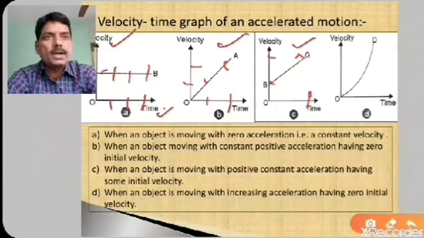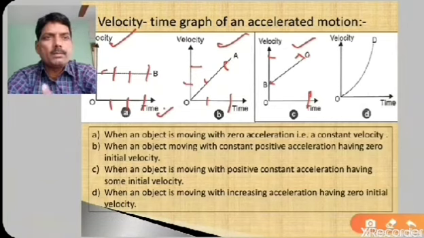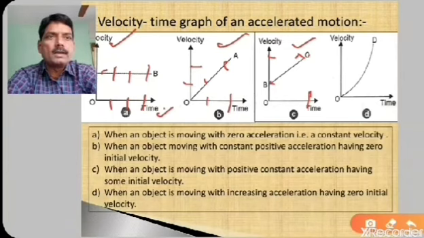Then by joining this B and C, you will get the graph when the object is moving with positive constant acceleration having some initial velocity. Already I told you at the point B it is having some initial velocity, suppose that is 40 meter per second, and from 40 meter per second with constant positive acceleration, you got the graph like this one.